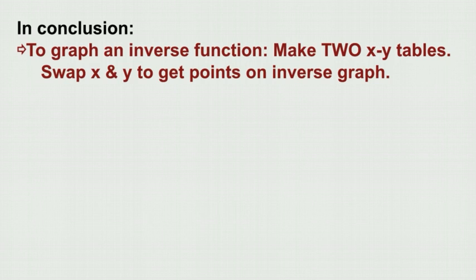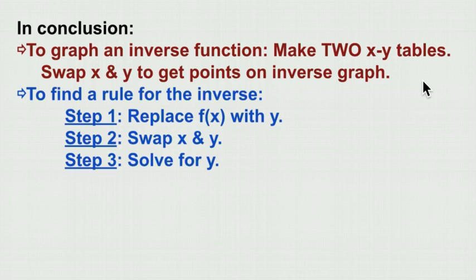So in conclusion, there are some things to remember from this lesson. One of them, if you need to graph an inverse function, make 2 xy tables. One for f of x, and then you swap the x and y coordinates to get points on the inverse function's graph. The second thing is if you're asked to find a rule for the inverse, that's just meaning you're asked to find an equation for the inverse function.